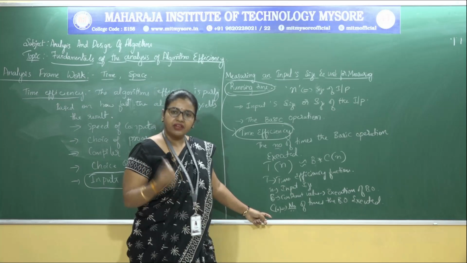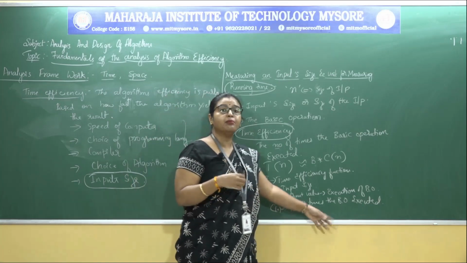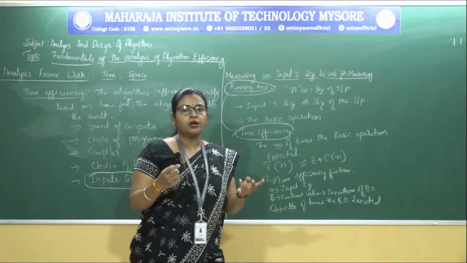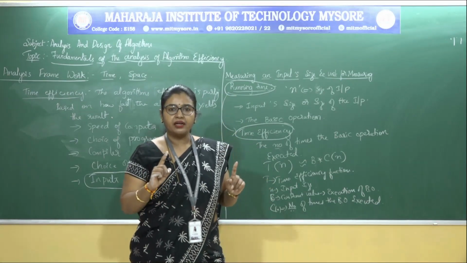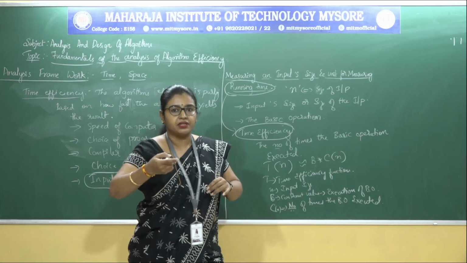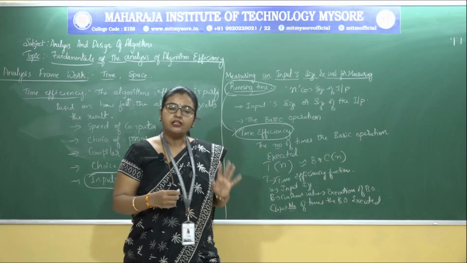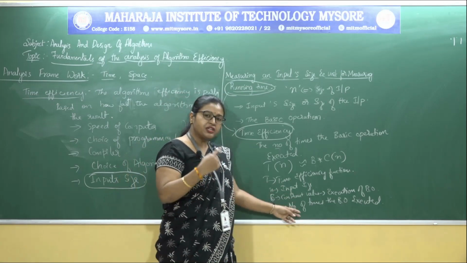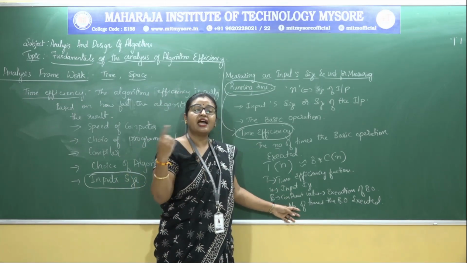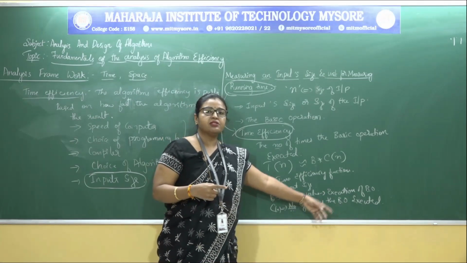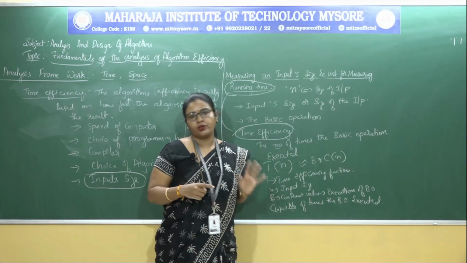Next one is C of n. C of n is nothing but the number of times the basic operation is executed. If you are adding 2 numbers, only 1 iteration, but if you are adding n numbers, how many iterations? It depends on the n value, right. That many times your basic operation, addition, is going to be performed; that is the number of times the basic operation is executed.